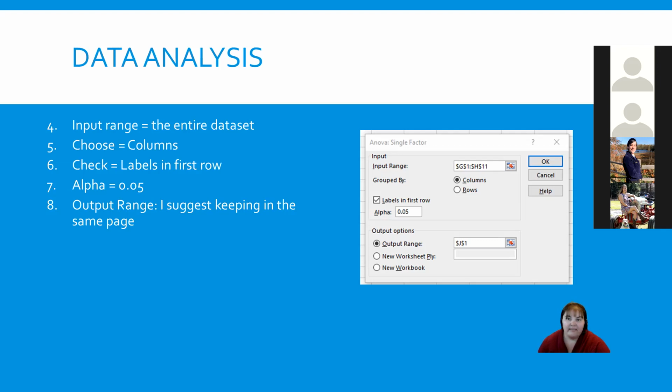I personally like to look at data in columns. That's a personal preference, so that's why I reorganized it into columns. If you go with that, you just need to select the columns orientation here. And the alpha value is always going to be 0.05, so you just need to check and make sure that's what it is. It is the default in most of these software packages.